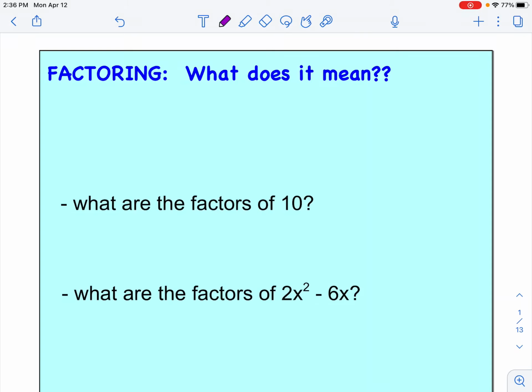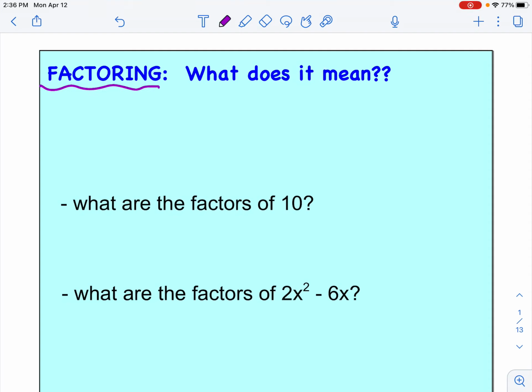Chapter 8, Day 9, we are going to work some more on factoring, and especially some maybe more challenging types of factoring when we're factoring a quadratic trinomial and a is greater than 1. So let's just start a little bit with factoring.